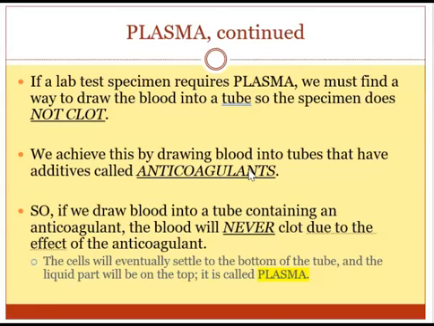If we don't spin it down, though, usually we spin it down in the centrifuge and separate them out. But if we just leave it sitting out on the counter, eventually the red blood cells in the tube will settle to the bottom of the tube and the liquid portion will be on the top. And that liquid portion, of course, will be plasma because there was never a clot that was allowed to form.